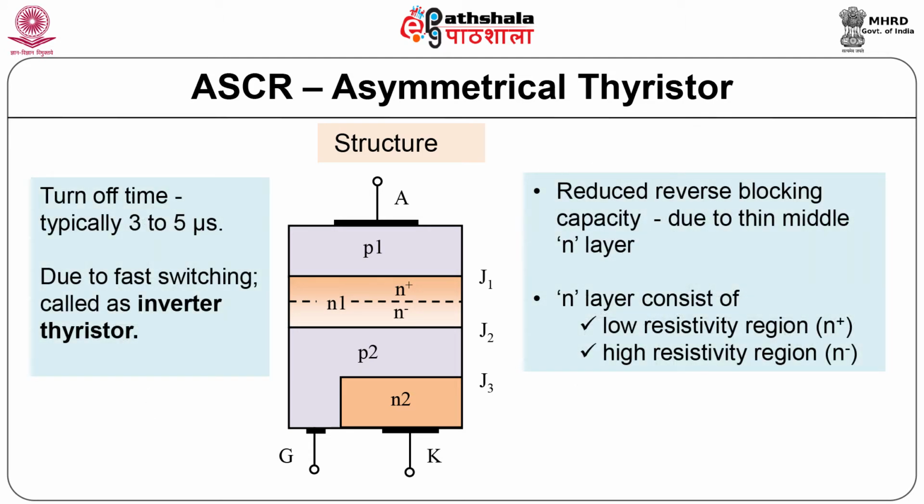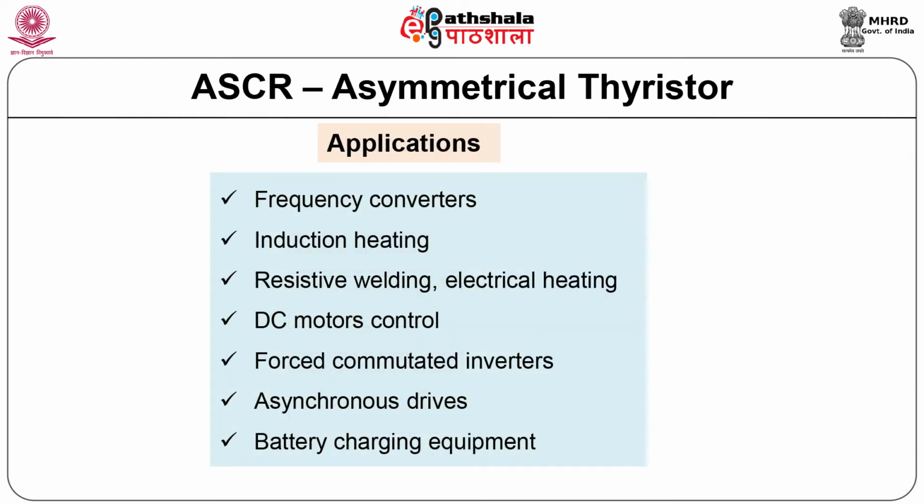Its turn off time is typically 3 to 5 microseconds. Due to fast switching, it is also called as inverter thyristors. It has reduced reverse blocking capacity due to thin middle layer, that is N layer. N layer consists of two layers, N plus, that is low resistivity region, and N minus, that is high resistivity region. The applications of the asymmetric thyristors are DC motor control, force commutated inverters, battery charging, etc.